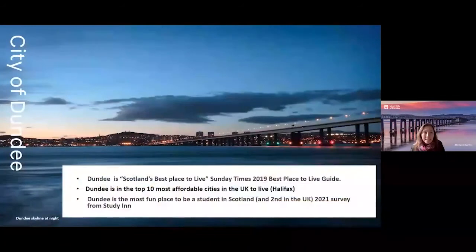Dundee itself is placed on the east coast of Scotland, and this is a very beautiful view across the River Tay. Dundee has been heralded as being Scotland's best place to live and is one of the top 10 most affordable cities in the UK, which is an important feature for students as they embark on a choice of where to go and study. It's also been heralded as the most fun place to be a student in Scotland.